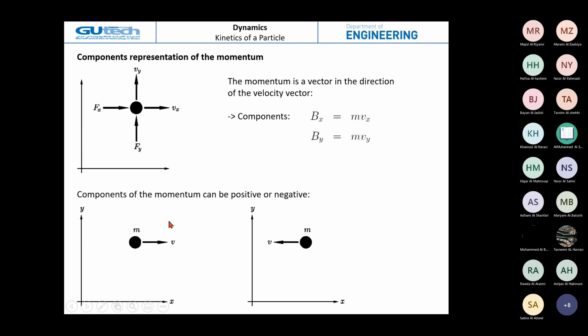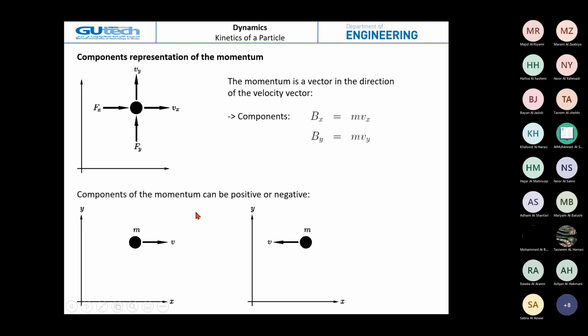Here, if we have to apply the momentum, we should apply it in different directions. If we have a coordinate system x, y, then we should apply the momentum in the x direction and in the y direction. That means we look at the components of the force vector F in x and y, and the same for the velocity in x and y direction. And we look at the momentum. The component Bx, the momentum in the x direction, is only the mass multiplied by the velocity in x direction, and the same in the y direction.